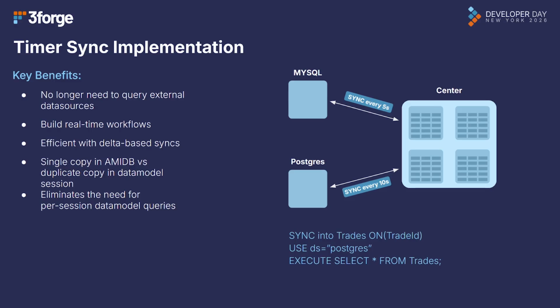Now with this approach, you no longer need to query the external database. The timer handles that. It doesn't rely on each user session. You can build real-time workflows off of that data. Now you're basically turning your external data sources, which happen to be static, to behave like a real-time data source. Same as what we're doing here, they're delta-based, as I explained before. Now you only keep a single copy of the data instead of duplicate copies inside the data model. And the whole process becomes efficient both in the center and on the web.